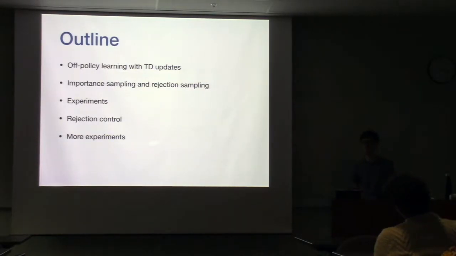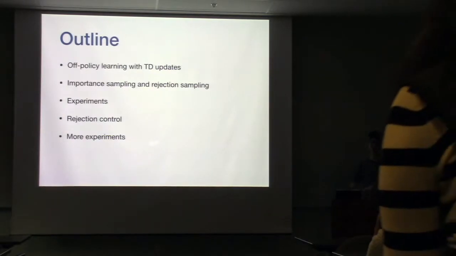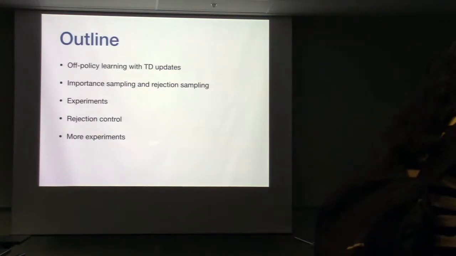So before I continue, I'll just say a few words about why I think off-policy learning is important. And I think Rich made a good point in his talk where he said basically an intelligent agent should be able to learn about many things at once. And one way to do that is to be able to learn about things that you didn't do from the things that you did do. And that's basically what off-policy learning is.